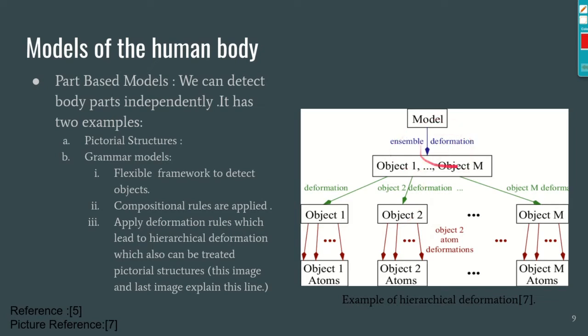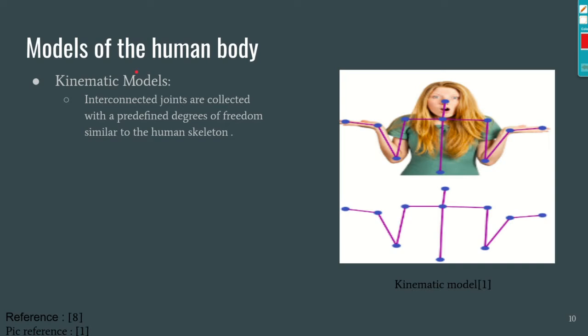For example, in this picture we have the model, which is the human body, and then there's a list of objects of this human body. For example, we have the torso, the limbs, and the face, and then here we will deform this list of objects to, like here, the face, the torso, and so on. And then the face itself is deformed to a list of objects again, which is the nose, the mouth, and the eyes, and so on. So now we have discussed the part-based model.